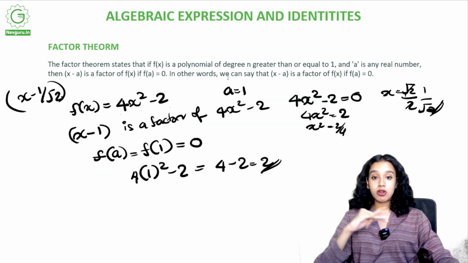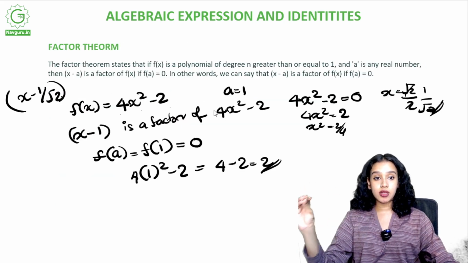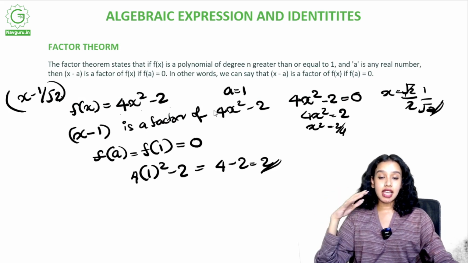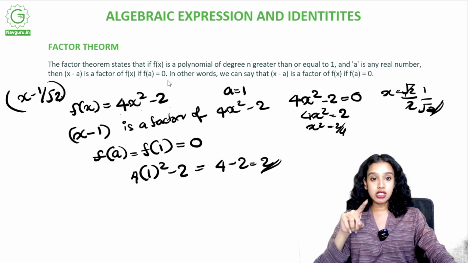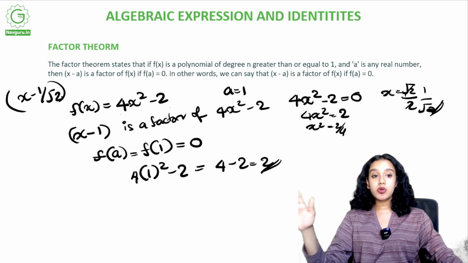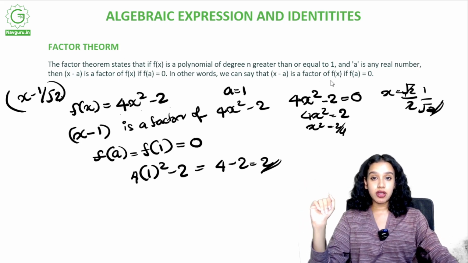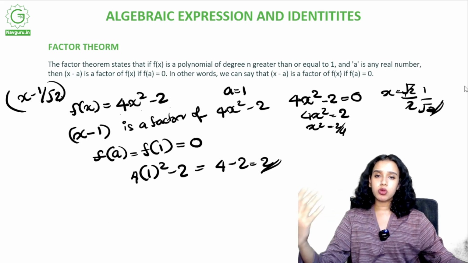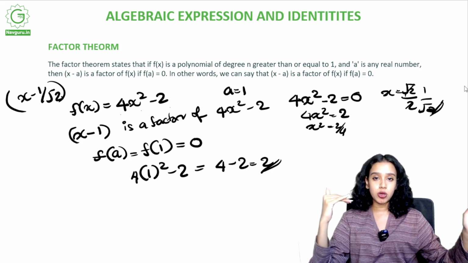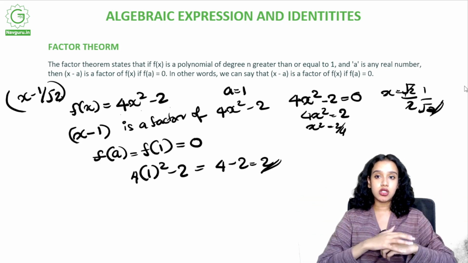Then we talked about factor theorem, where if f of x is a polynomial and a is any real number, then x minus a is a factor of f of x if f of a is equal to 0. You don't have to get confused about what is f of x and f of a. It's just the polynomials, and it's quite easy once you start solving it.